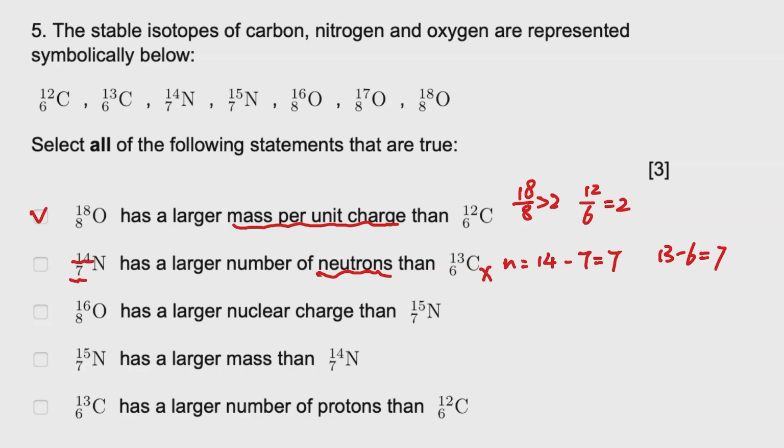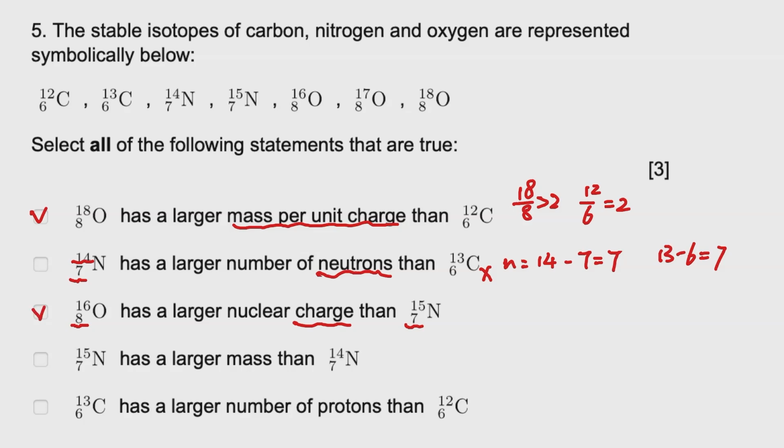The third statement suggests that oxygen-16 has a larger nuclear charge than nitrogen-15. We know that in a nucleus, the only charged particles are protons, so we just need to look at the proton numbers, which are the numbers at the bottom. So oxygen-16 has 8 protons, and nitrogen-15 has 7 protons. Therefore, the statement is correct.